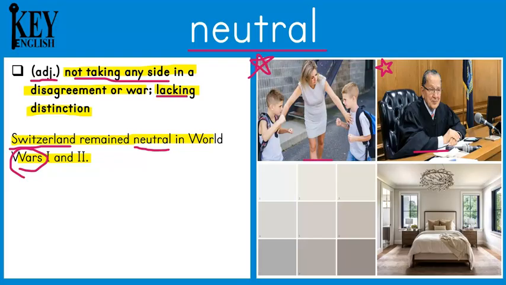Neutral can also mean lacking distinction. So something that does not stand out, something that is very plain, can be called neutral. For example, here are some neutral colors. Neutral colors are colors like grays or very light browns. They don't really stand out or look very shocking when you're looking at these colors. So a lot of people will often choose to have a neutral bedroom like this one here because they think that these colors are very relaxing since they don't stand out.